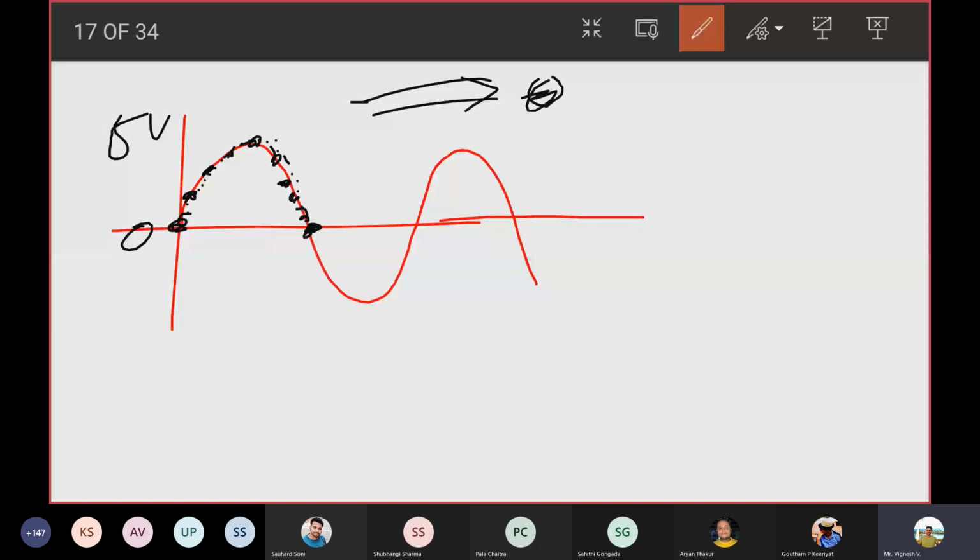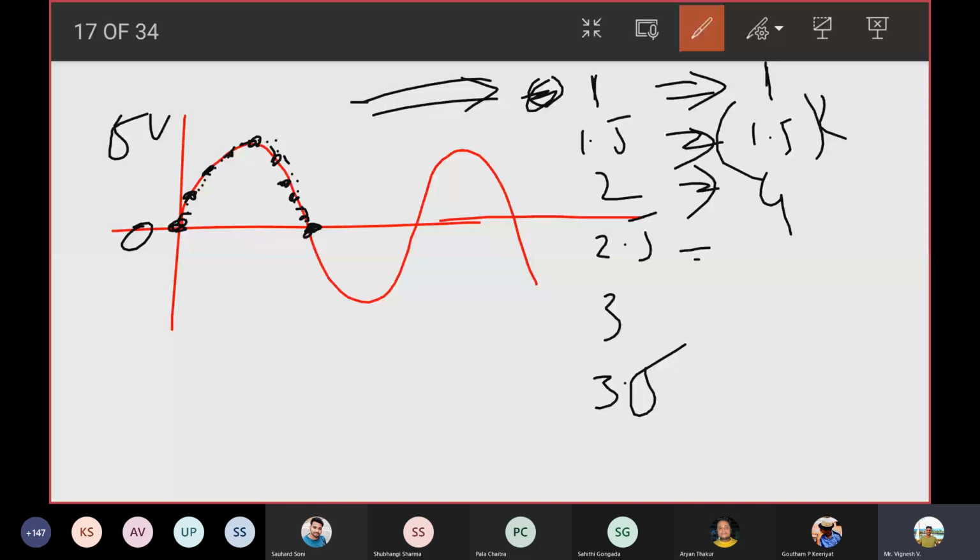The first is 0 anyways, that I ignore. Then at 1 volt, then at 1.5, at 2, 2.5, 3, 3.5. These are the values that I take. Maybe 10 values I take. I'm just telling a random example. Okay. I take these values. Then what do I do? I square them. Square of 1 is 1. Square of 1.5, the whole square, you know, is 2.25. This is 4. The square of 2.5 is 6.25. Right? So on and so forth.